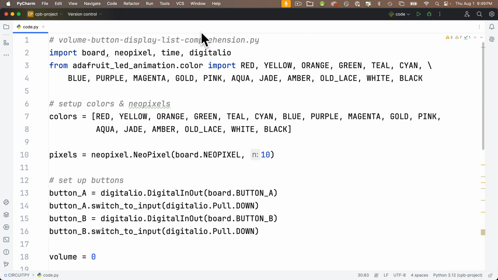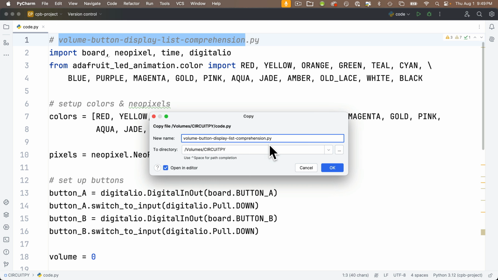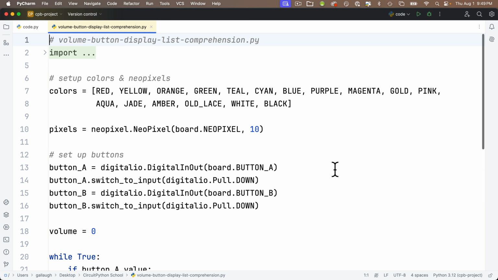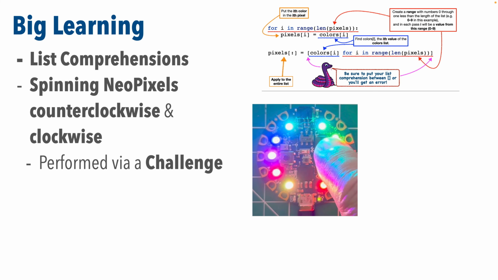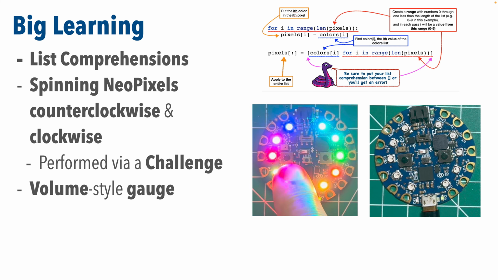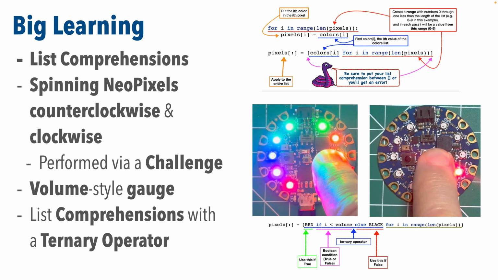Nice work. So why don't we save this to our CircuitPython school folder, so you've got this as notes and things that you can refer to later on, and always close that outer tab. Excellent work. So once again, you absolute code legend, we had more big learning. We learned about list comprehensions. We spun NeoPixels counterclockwise and clockwise, performed via a challenge. We created a volume style gauge using NeoPixels, and we created a more complex list comprehension using a ternary operator.